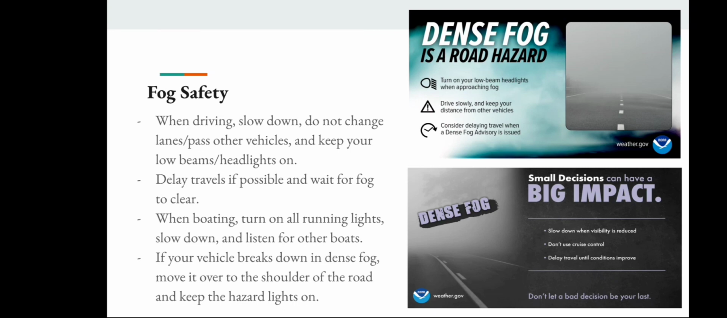When you're boating, it's the same concept here. Make sure you turn on all your running lights, slow down, and listen for other boats around you. And that way, if you're paying attention to your surroundings, you won't collide into anybody else.